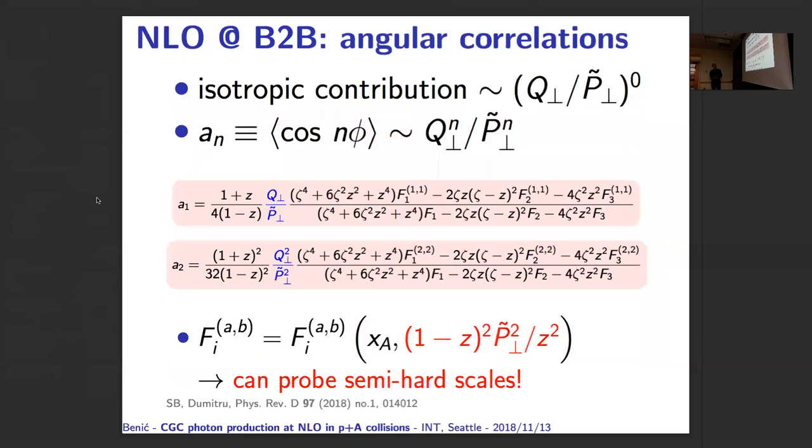Then from that point on, you can do a bit more calculation to get these angular correlations, and you find that these angular correlations in fact scale as Q over p tilde to the nth power. Here we show the first two expressions for the angular correlations. The most important thing here is that these angular correlations depend on the gluon distributions. Also, the argument in the angular correlations is such that we can probe semi-hard scales. As I said before, you have this 1 over z prefactor that multiplies p tilde. So this is really something that can be of the order of the saturation scale, provided you use the isolation cut.